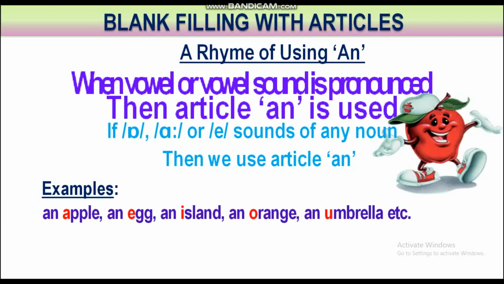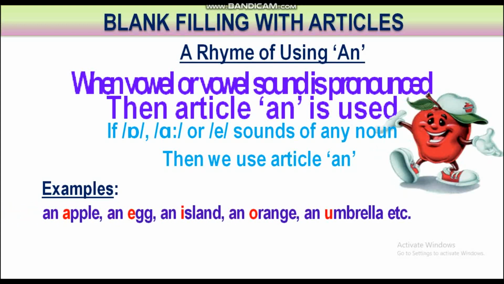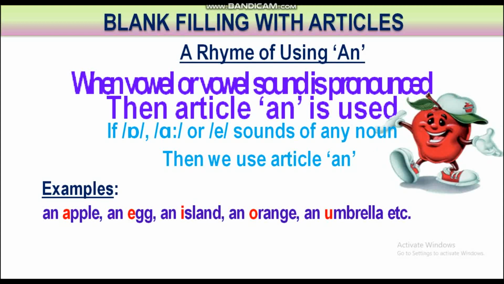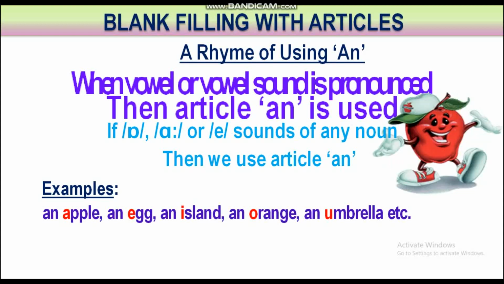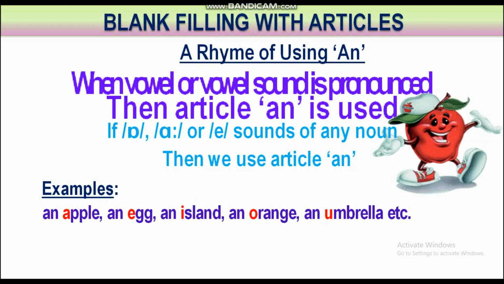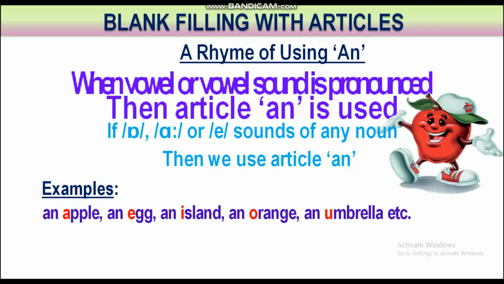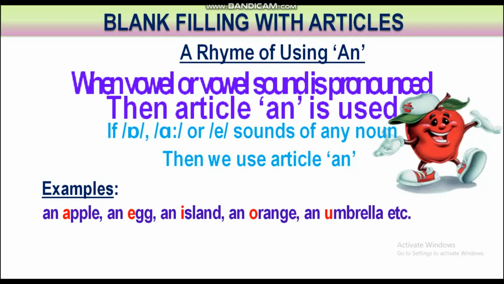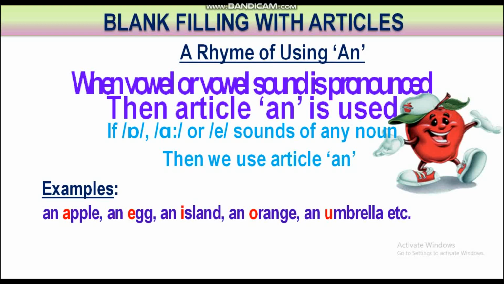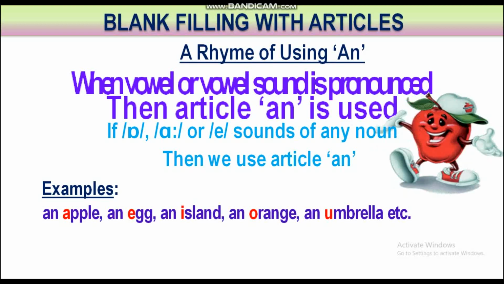For example, an apple, an egg, an island, an orange, an umbrella, etc. Here in the examples, dear students, notice that every noun starts with a vowel, that is A, E, I, O, and U. So these nouns take the article "an".